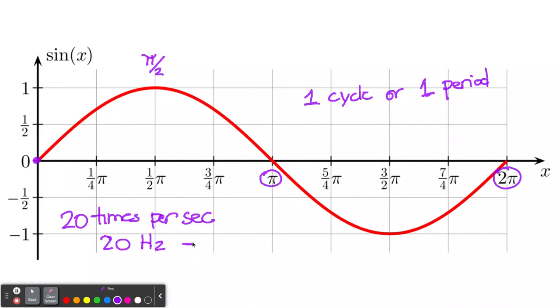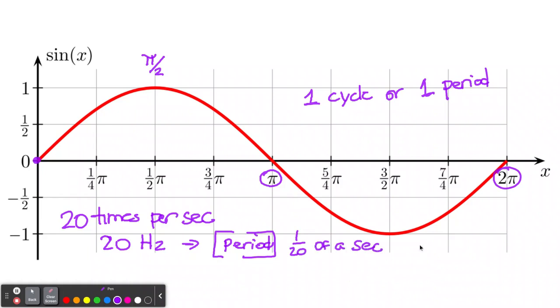Now, if you had something that was 20 hertz, you want to know, well, how many seconds is the period? What do you think the period would be if you're having 20 periods in 1 second? Well, the time of the period would be 1/20th of a second.